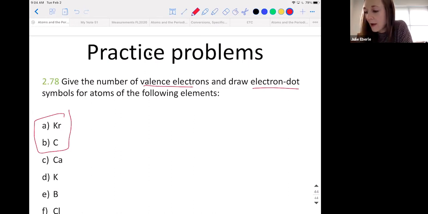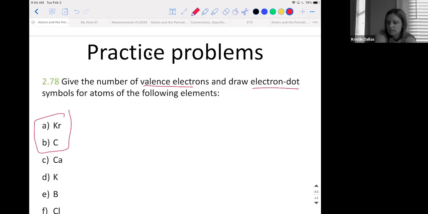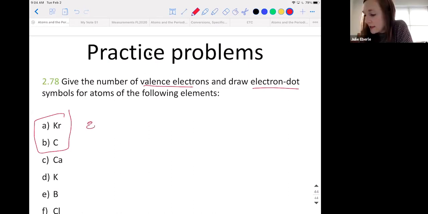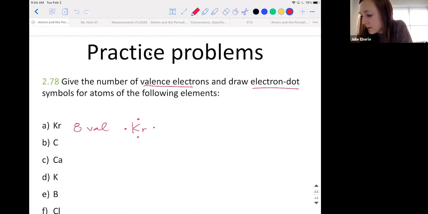Can anybody tell me how many valence electrons are in Kr? 8. Okay, we got 8. So this one has 8 valence. So we draw the symbol Kr, put 1 dot on each side. That's 4. We've got to go all the way to 8. So now we can pair them up. That's the electron dot structure for Kr.